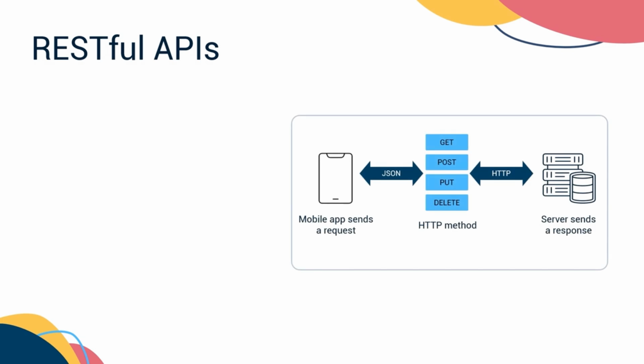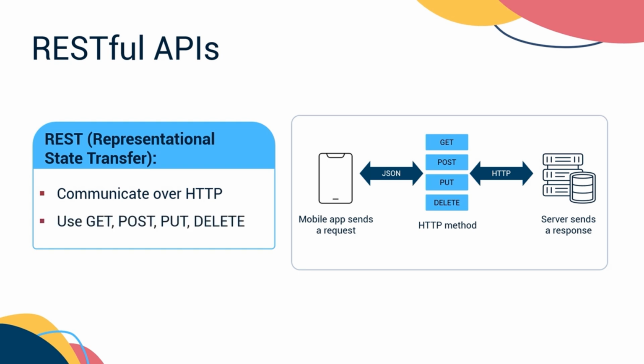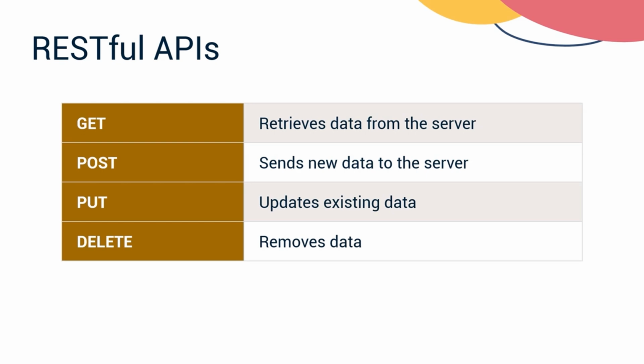REST, representational state transfer, is a widely used architectural style for designing networked applications. RESTful APIs allow apps to communicate with servers over HTTP by sending GET, POST, PUT, and DELETE requests, which then process these requests and return responses. GET retrieves data from the server, POST sends new data, PUT updates existing data, and DELETE removes data from the server. These actions allow efficient interaction between apps and databases.